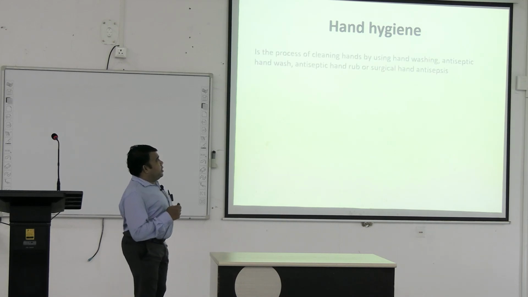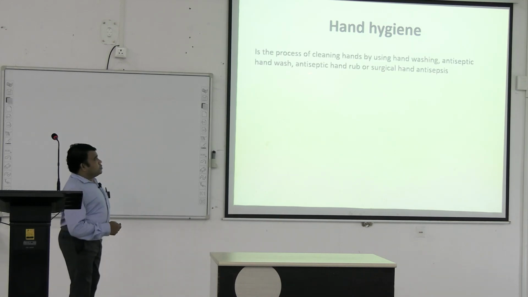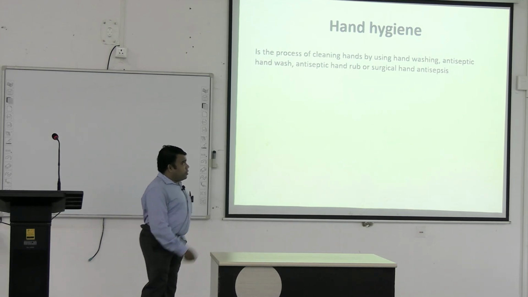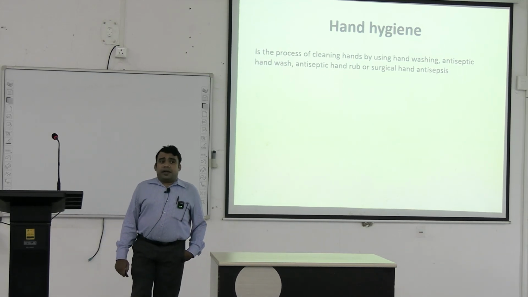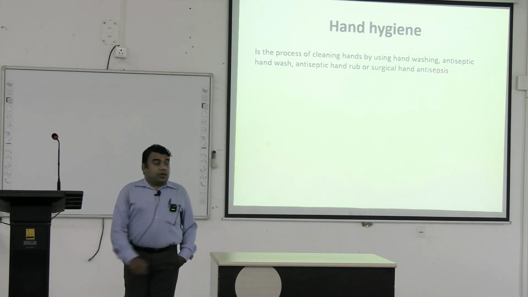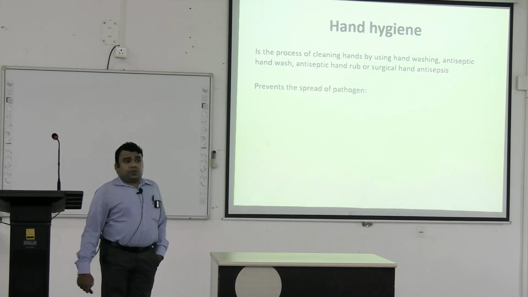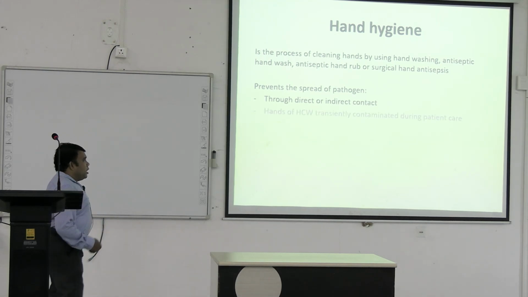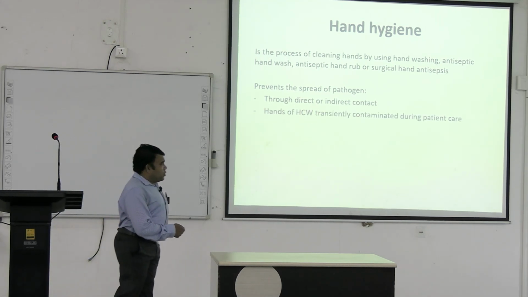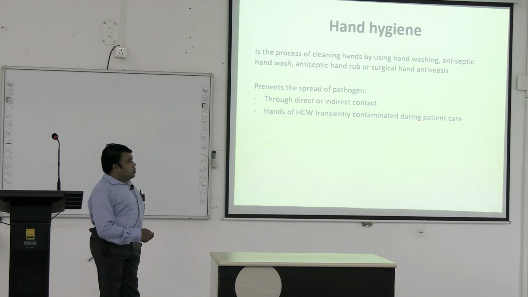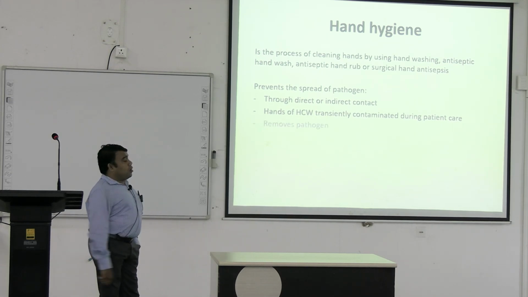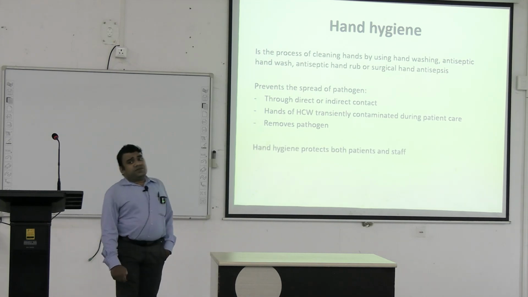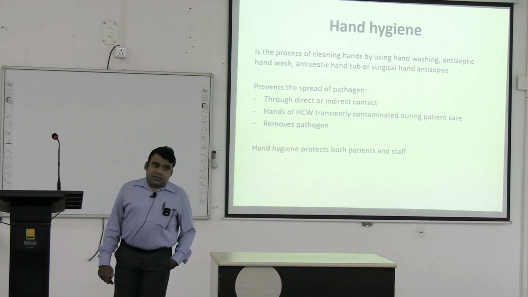Second part would be hand hygiene. What is hand hygiene? It is the process of cleaning hands by using hand washing, antiseptic hand wash, or antiseptic hand rub, or surgical hand asepsis. So why is it important? Obviously, it prevents the spread of pathogens directly or indirectly, from the hands of healthcare workers transiently contaminated during patient care. Also it removes the pathogen. This is very important. Hand hygiene protects both the patient and the staff.